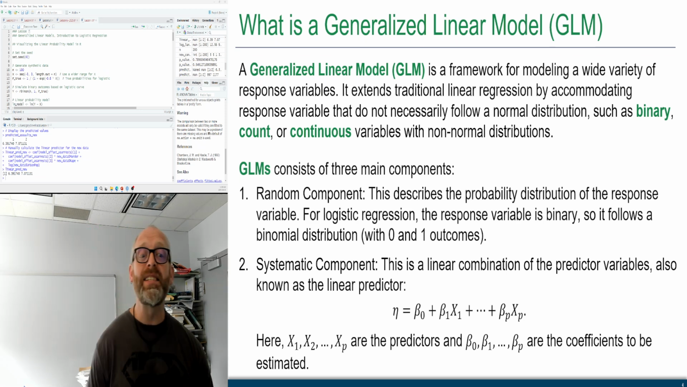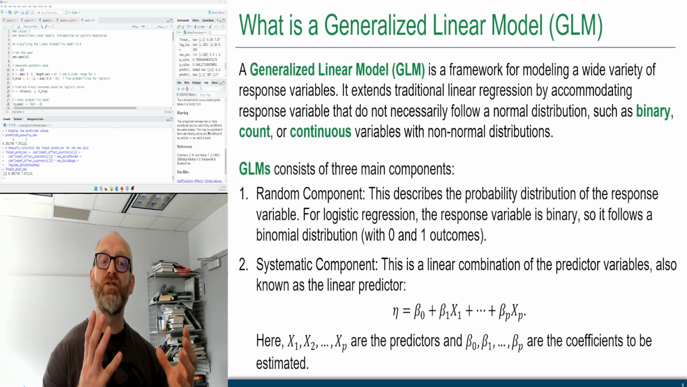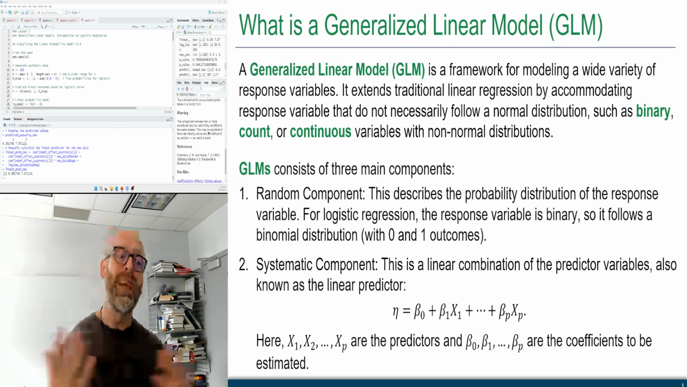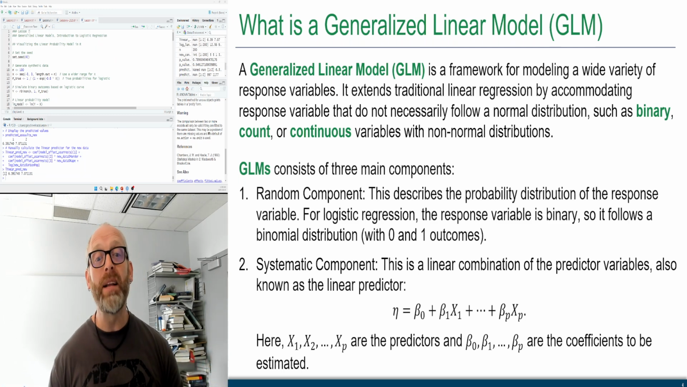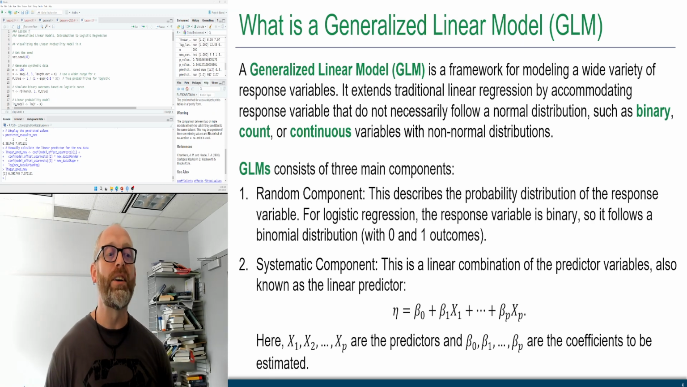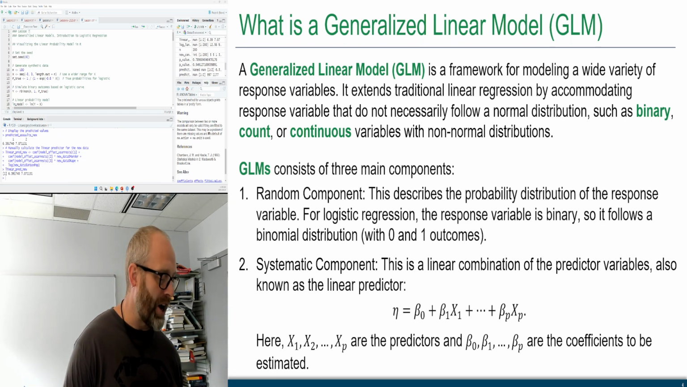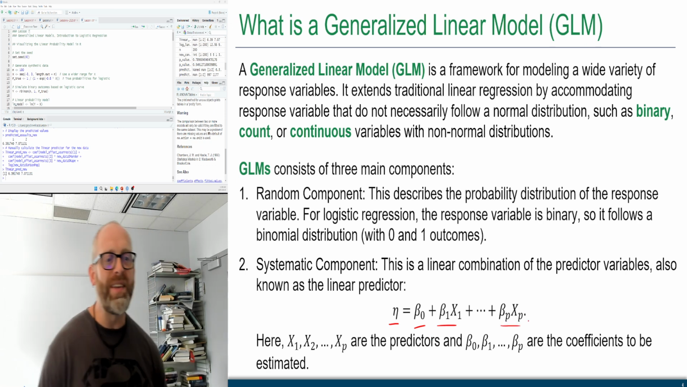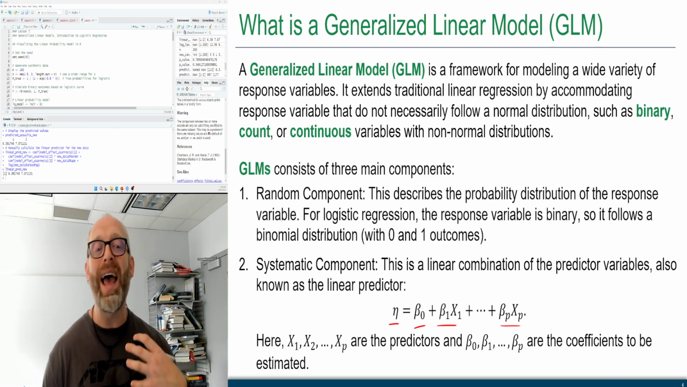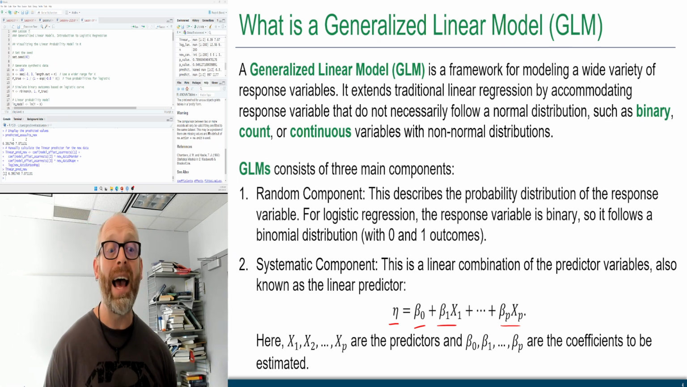Of course, there's also the systematic component. This is the linear combination of our predictors and how that links up with our random component. We're also going to have the link function, which will be on the next slide, and it will be a slightly different link function than what we had beforehand. The systematic component is the linear combination of predictor variables, also known as the linear predictor, our eta, which is equal to beta naught plus beta 1 x1 all the way up to beta p xp. The x's are our predictors. The betas are our coefficients that we are looking to estimate based upon the data that we have.